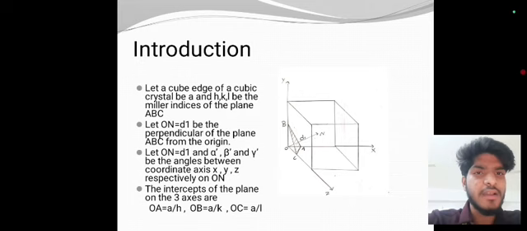You can see in the figure that ON equal to d1 is the perpendicular from the origin to the plane ABC. Let ON equal to d1, the interplanar distance, and let alpha dash, beta dash and gamma dash be the angles it makes with the coordinate axes X, Y, Z respectively. The intercepts of the plane on the three axes are OA equal to a by h, OB equal to a by k, OC equal to a by l. Here a is the same on all sides because it is a cubic crystal.